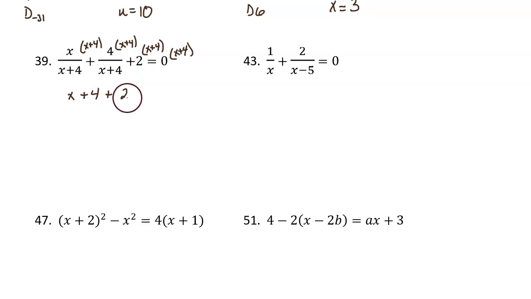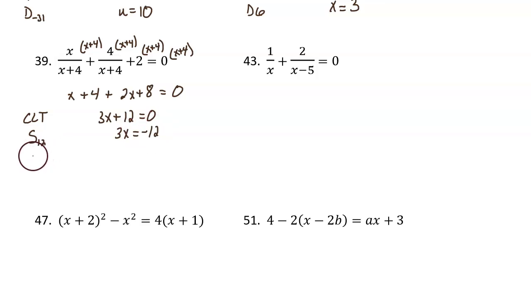This will become 2x plus 8, and on the right side, it's still a 0. Next, let's combine like terms. X plus 2x is 3x, and 4 plus 8 is 12. Then subtract 12 from both sides, getting 3x equals negative 12, and divide by 3, getting x equals negative 4.